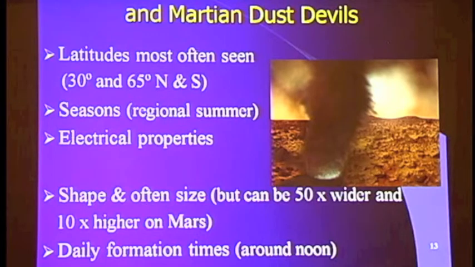All dust devils have electrical properties. As will be shown later, the dust devils, you'll notice, will have a little bit of a glow. As much as a 0.8 megavolt effect was associated with one of these. And the shape and size are the same. They can get a lot bigger on Mars, despite the fact it's supposed to be a vacuum, 50 times wider and 10 times taller. And they usually form around noon when you have peak solar insolation or heating.